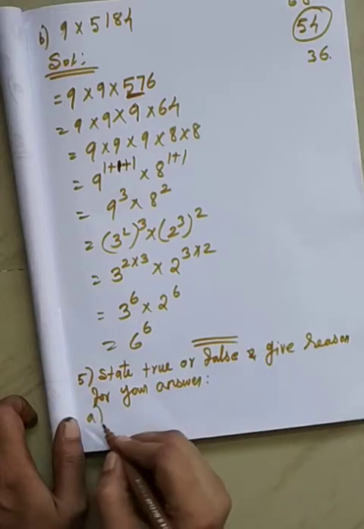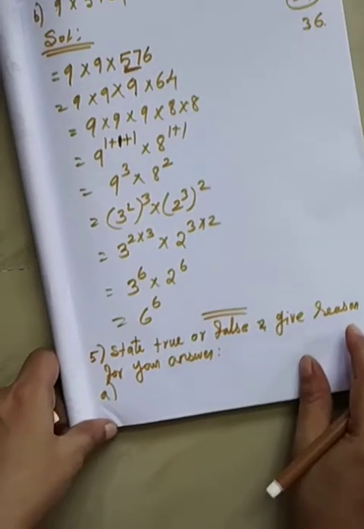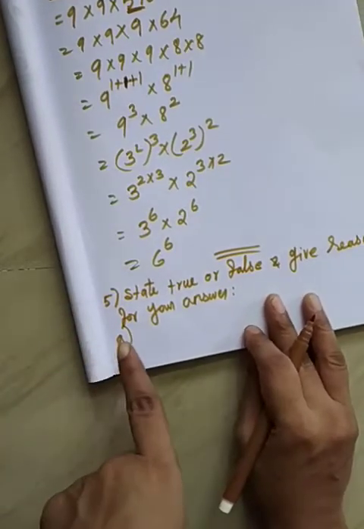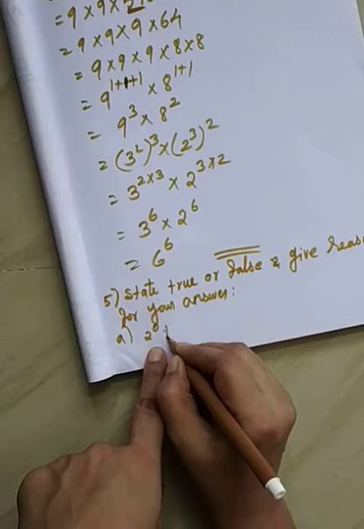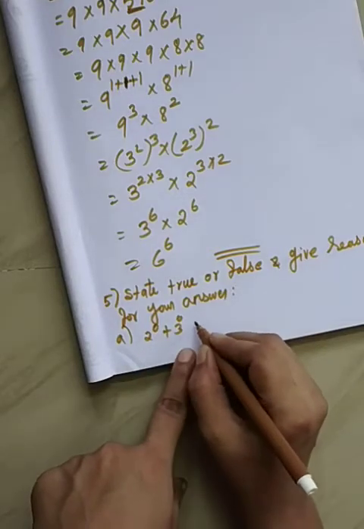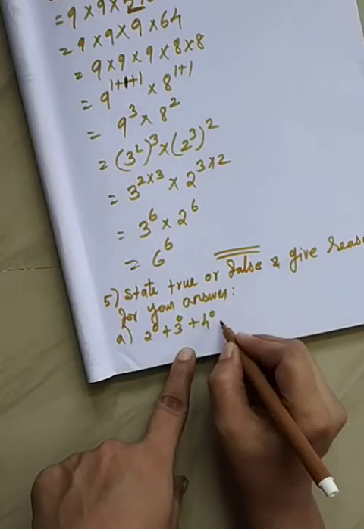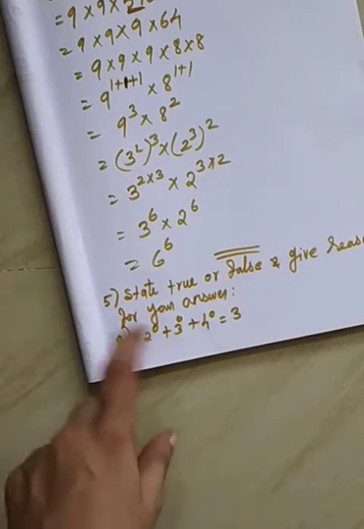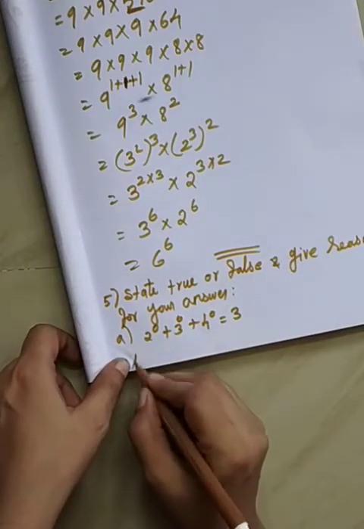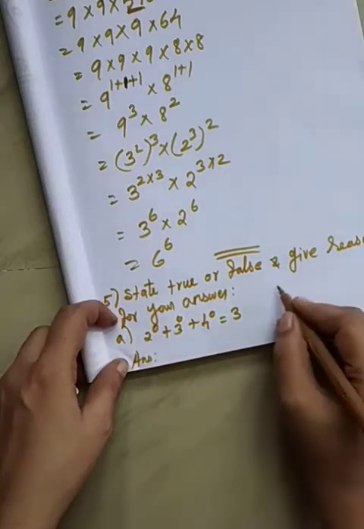Okay. See the first question. What is that? 2 power 0 plus 3 power 0 plus 4 power 0 equal to 8. So first you have to say true or false. After that you have to give the reason for the given question. Okay. See here. What is the answer?